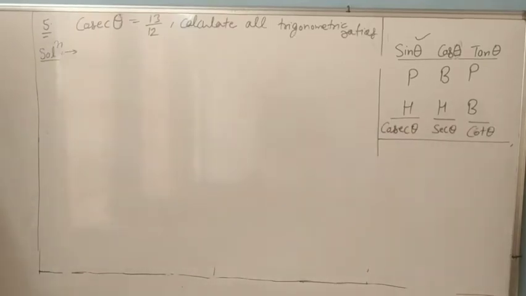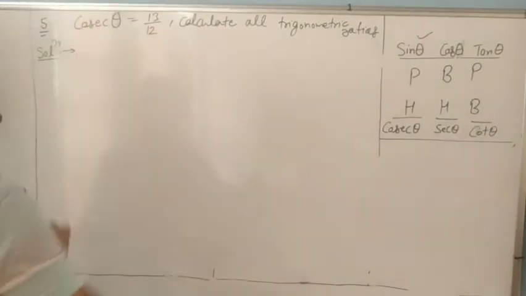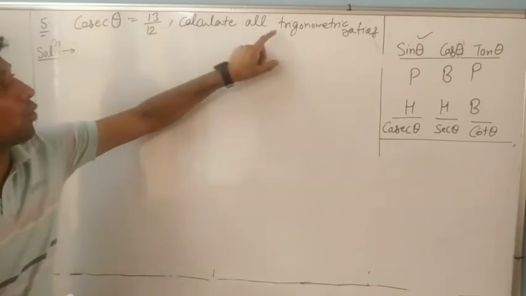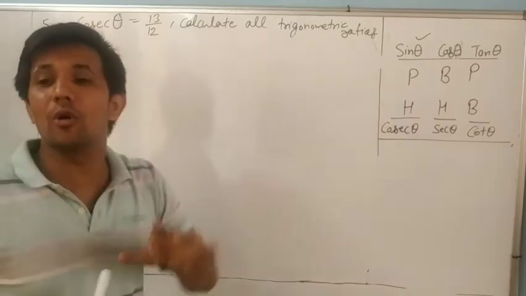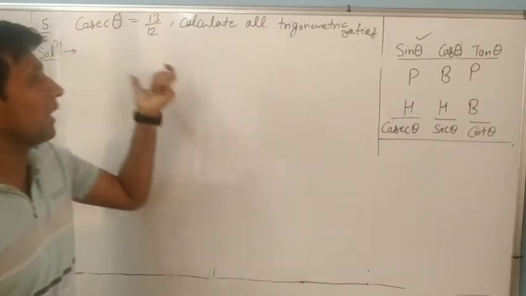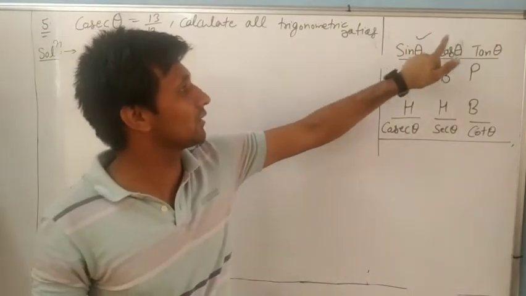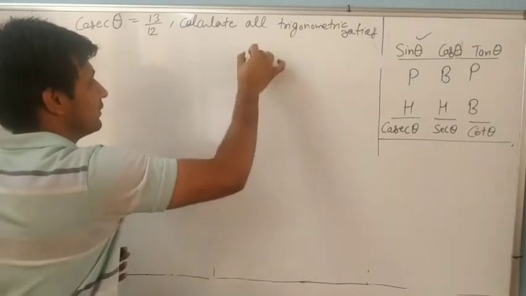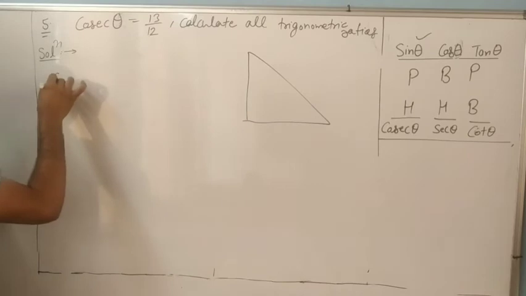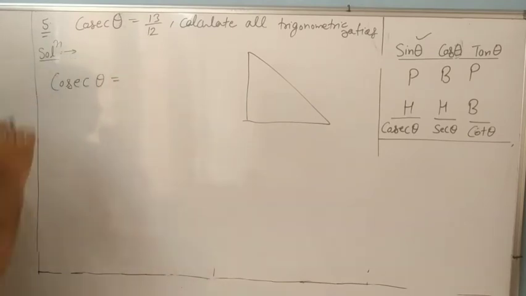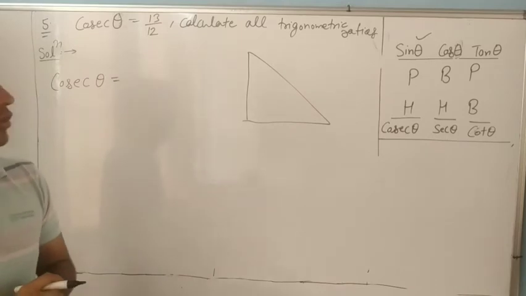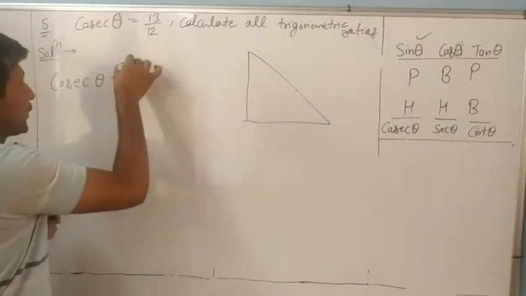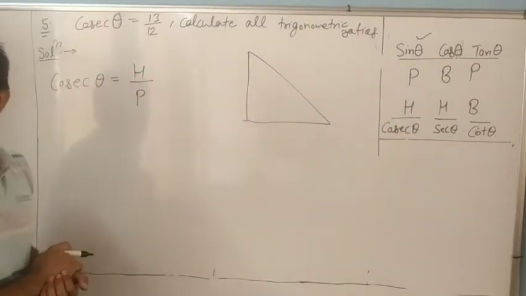Yes, now dear, question number 5. Cosec theta, it means the angle given is theta, 13 upon 12. Calculate all the trigonometric ratios. How many trigonometric ratios are there? There are 6. One is already given, so we have to find sin theta, cos theta, tan theta, sec theta, and cot theta. It's very simple, dear. What is cosec? Cosec theta is always the opposite of sine. Sine is perpendicular by hypotenuse. Cosec is hypotenuse divided by perpendicular.